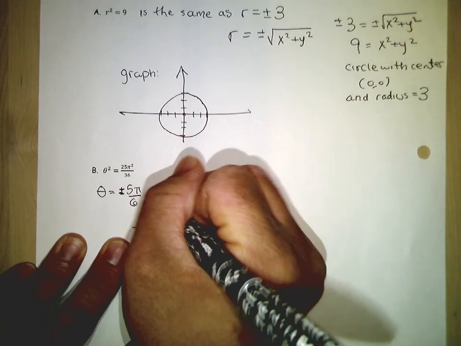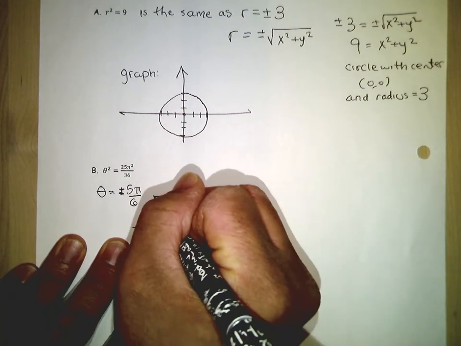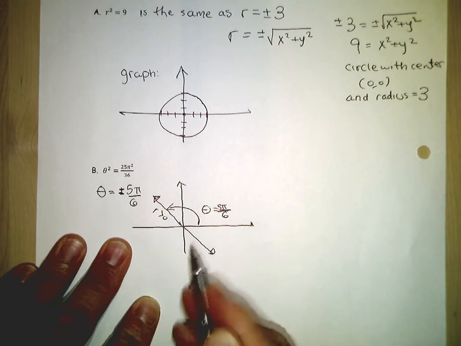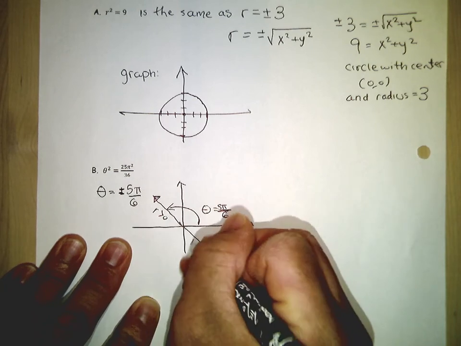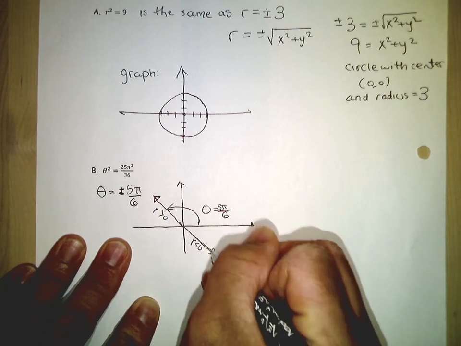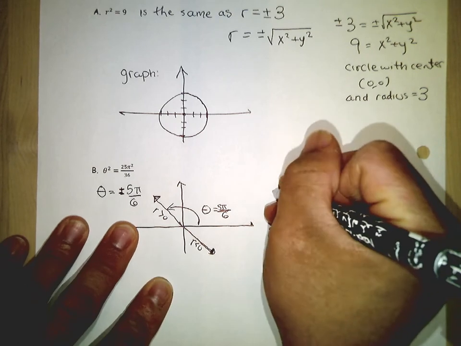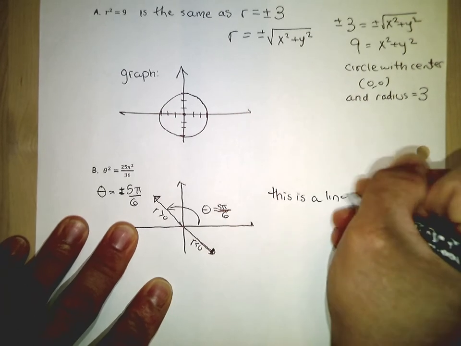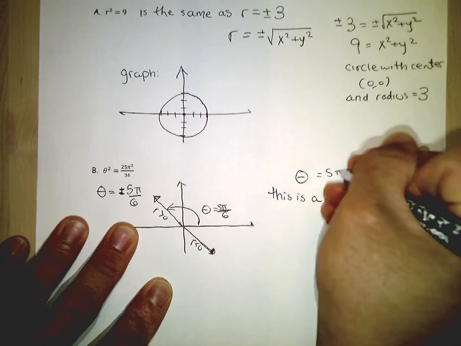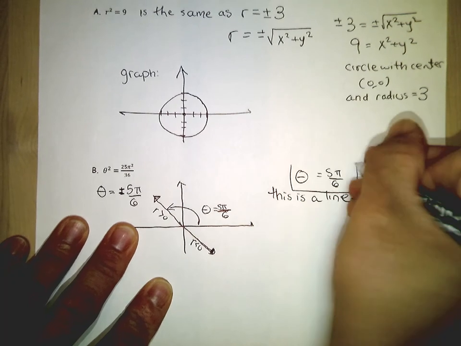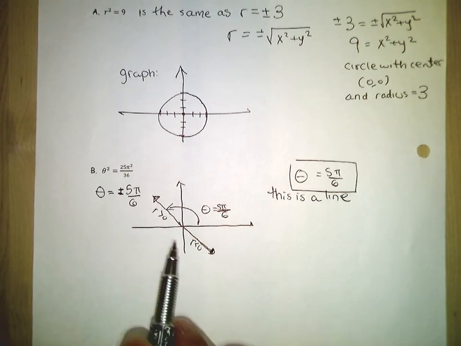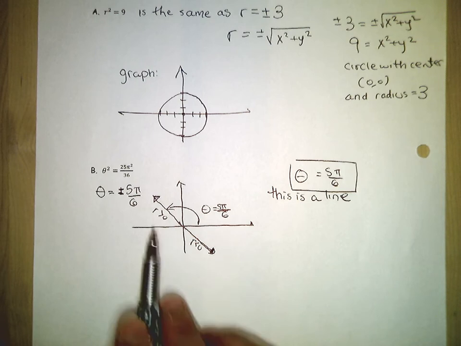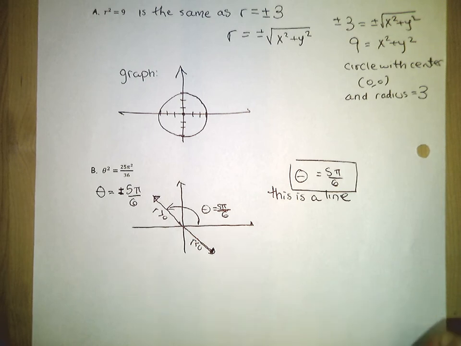So if r is actually greater than 0, we would have all of these points. And if r is less than 0, we have all of these points. So this is actually a line. So theta equals 5 pi over 6 is a line. You don't even need the plus or minus because you can make r positive or r negative and get all the points on that line. All right, let's graph another one.